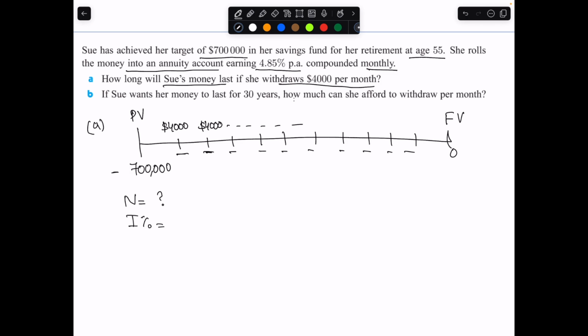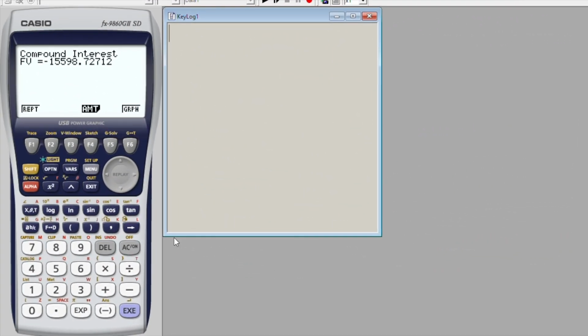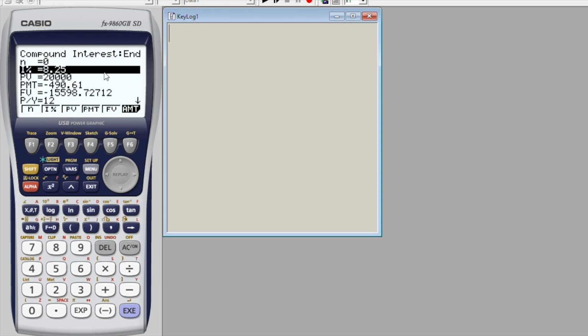I is going to be the interest rate, the profit rate in this case, which is 4.85. The present value of the investment is going to be negative 700,000 because it is a cash outflow. The PMT, which is the monthly repayment, is going to be positive 4,000 because it is something that you're receiving every month. Future value is going to be zero because we need to find how many withdrawals it takes until our future value is zero, meaning you will receive all of your profit and the principal. P/Y and C/Y will both be 12 because it's monthly. Now let's substitute these values in the calculator and see what answer we get. In order to find N, I just substitute the 0 because this is what I need to find, and it will be calculated by my graphing calculator. The interest rate is going to be 4.85.